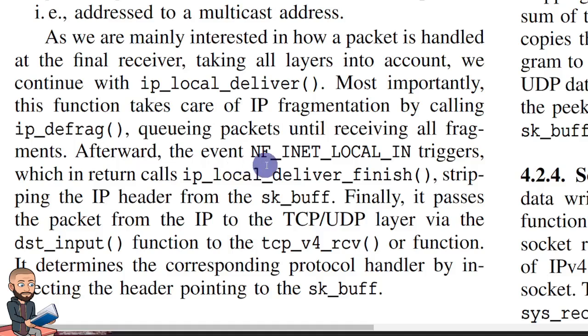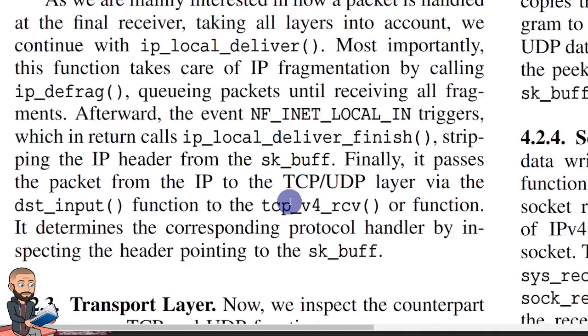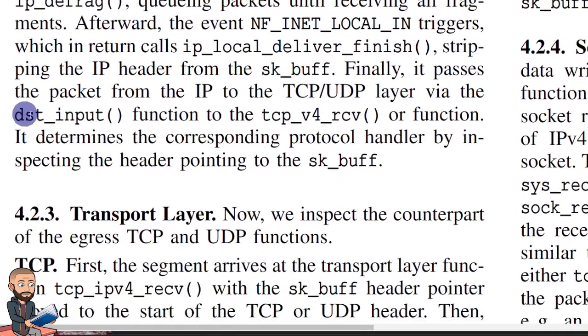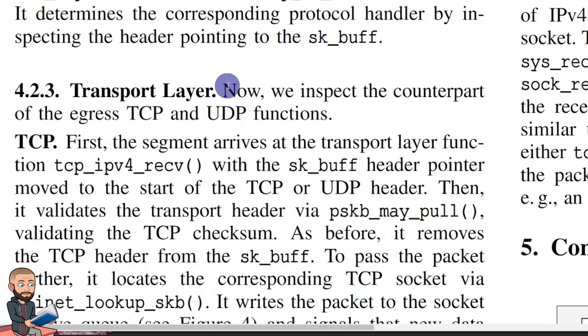Afterward, the event NF-INET local IN triggers, which in return calls IP local deliver finish, stripping the IP header from the SK buff. Finally, it passes the packet from the IP to the TCP UDP layer via the DST input function to the TCP v4 receive. Anyways, it determines the corresponding protocol handler by inspecting the header pointing to the SK buff.